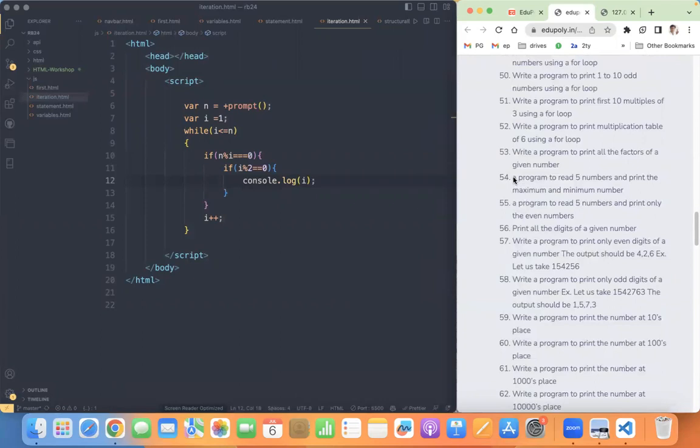Oh, super. Write a program to read 5 numbers and print the maximum and minimum. That's okay, I'll come to this after the next one. Print all the digits of a given number. So first of all, the algorithm. What is an algorithm? The way. How shall I do this?